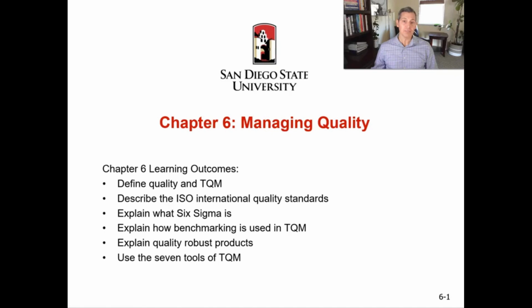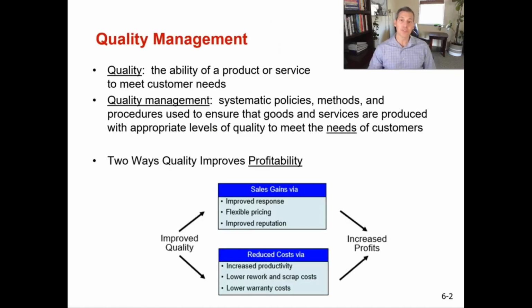So quality is the ability of a product or a service to meet customer needs. Therefore, quality management is the systematic policies, methods, procedures that we put in place for goods and services that are produced to make sure that they meet the appropriate level and needs for our customers. One study has found that companies with high quality are 5 times more productive versus companies with poorer quality.